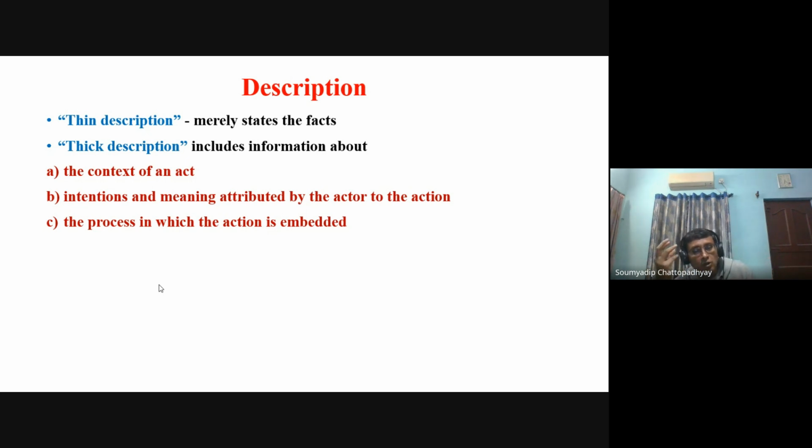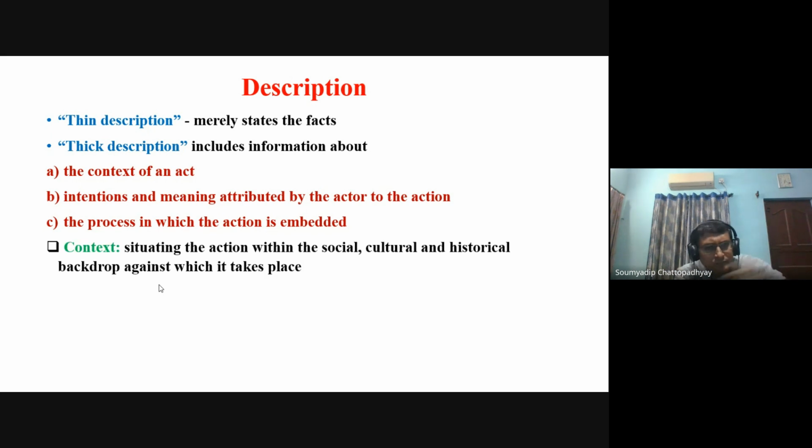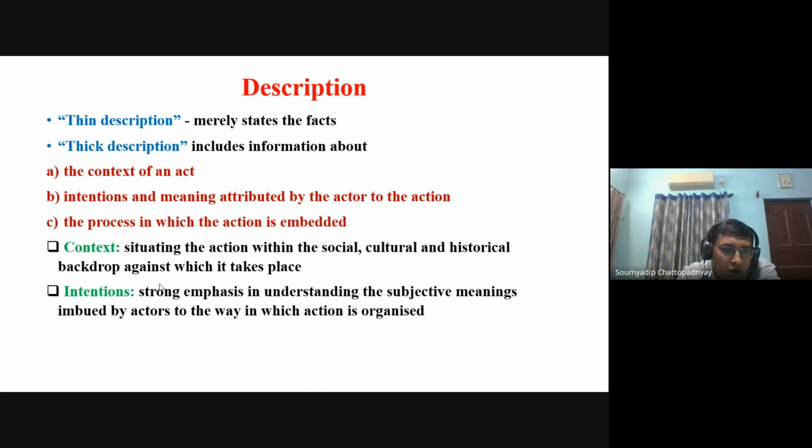It will be having enough or solid policy implications. Okay. Now, what is context? Context means you have to situate the action, the research topics in which you are interested within the social, cultural, historical backdrop against which it takes place. That means whatever data that you are collecting, you have to situate the data within the social, cultural, historical backdrop of that particular survey location. Okay, that is what is meant by context.